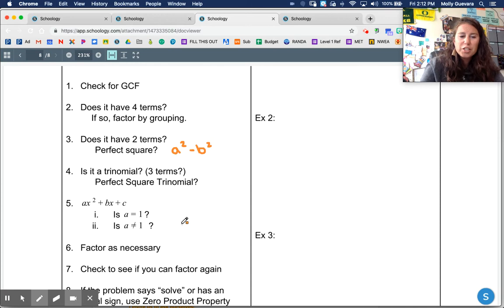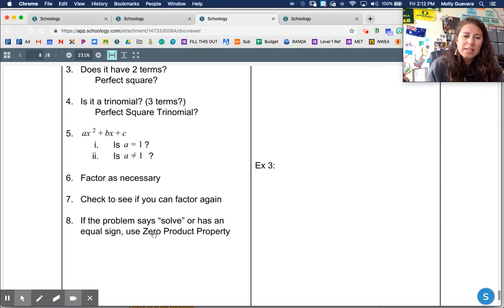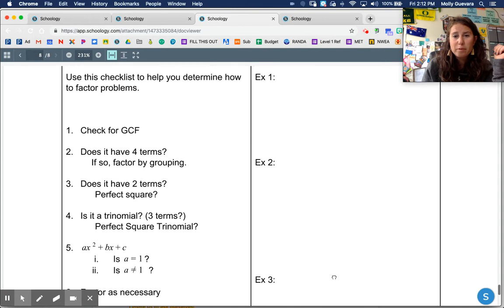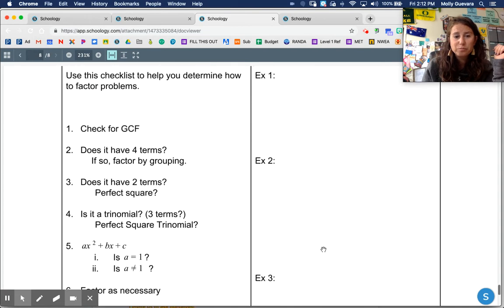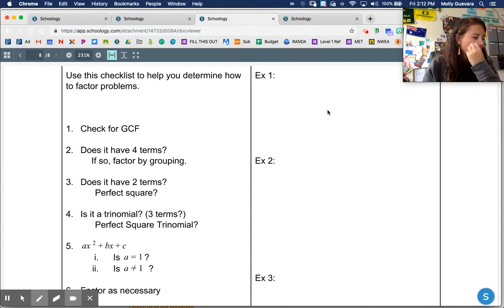So what we're going to do is we're going to do a couple examples. The last thing is, if the problem asks you to solve, you have to use zero product property. So you're going to factor everything just like normal, but then once you're done, you have to use zero product property. And so our third example, we'll do that. But for example 1 and 2, let's just focus on practicing factoring.